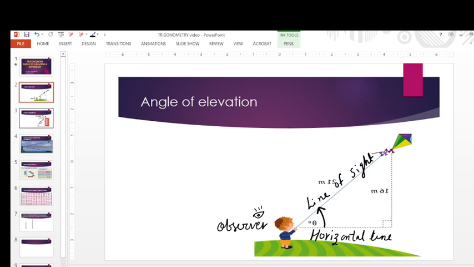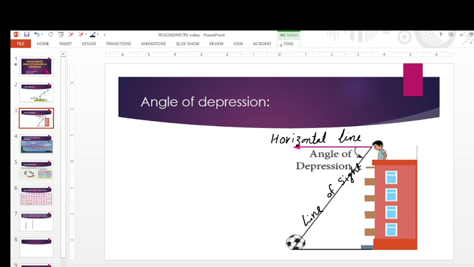Next is angle of depression. So angle of depression is the angle formed between a horizontal line and the line of sight when the observer is looking down. Okay, it is this angle. It is the angle formed between a horizontal line and eyes down. This line, you can just learn it: angle, horizontal line, eyes down. That is the angle of depression.